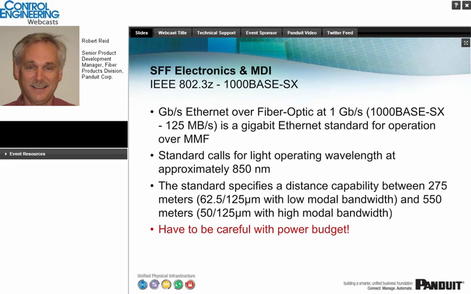There are a couple of communication standards, IEEE, that I want to key in on. This is the most important one. This is the 1000BASE-SX. So this is a 1 gig transceiver that goes out to, depending on the fiber type, 275 meters, 550 meters, depending on the bandwidth of the fiber. One of the things I want to talk about is we have to be careful of the power budget, and I'll get into that in a minute. I'm going to scan through these slides fairly quickly here.